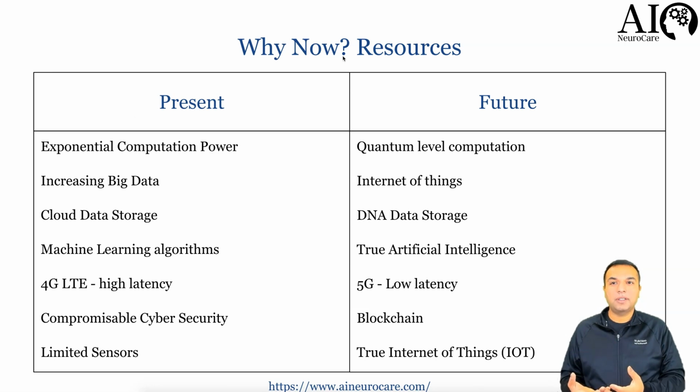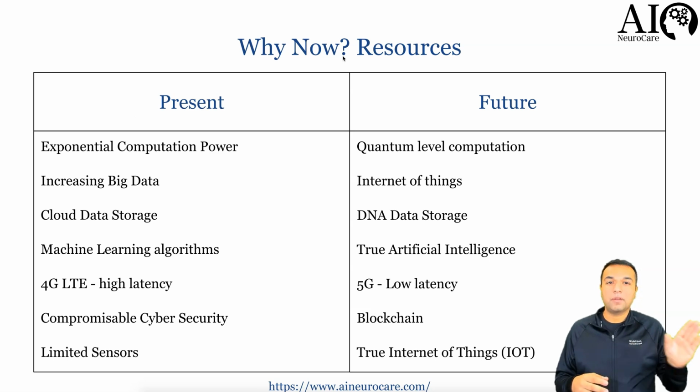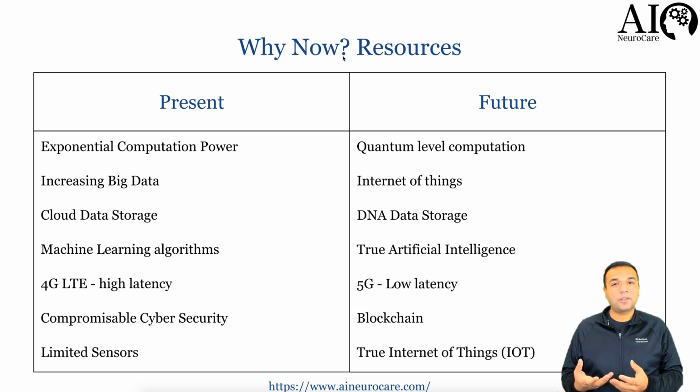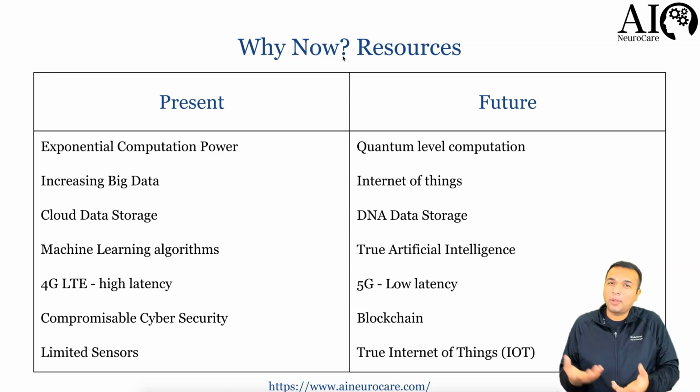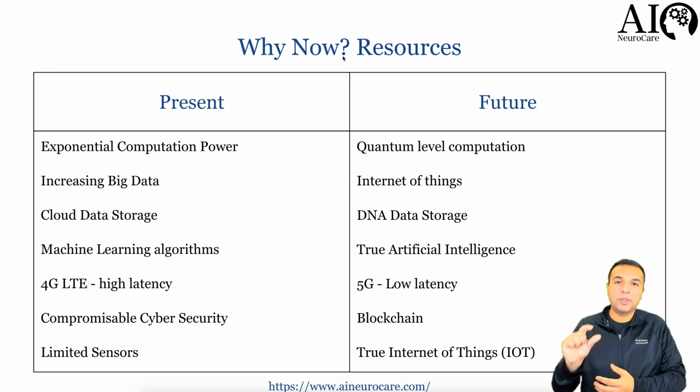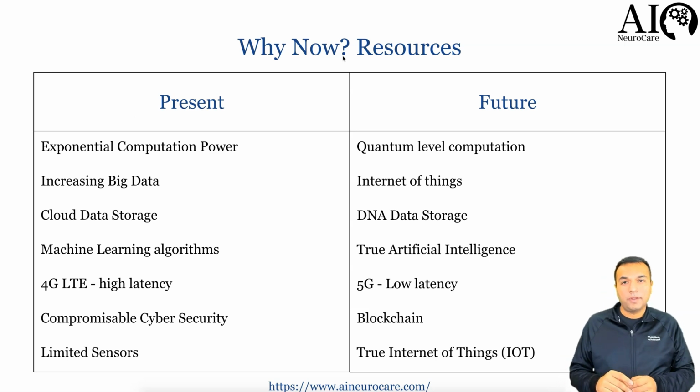We have the availability of increasing big data, and that big data is going to explode with the Internet of Things in the future. We have cloud storage at the moment that is exponentially increasing in size. However, in the future, we'll be talking about DNA data storage, which is still not a reality, but a moonshot. At the end of the day, that particular data storage will change the way we store and retrieve data. Today, we're talking mainly about machine learning algorithms, which are narrow AI, task specific. In the future, we'll be talking about true artificial intelligence.